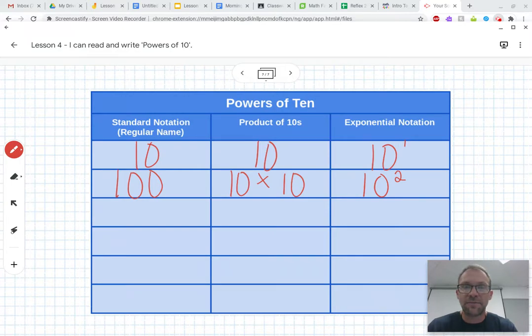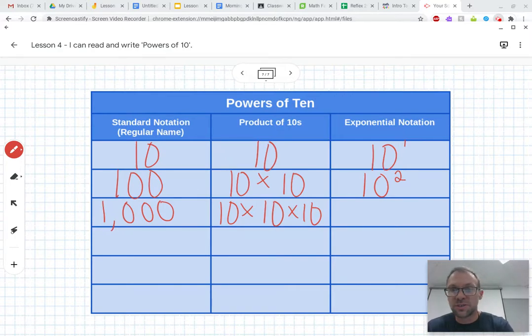And then the next number is 1,000 in standard notation. That's like the regular name for it. And to get to 1,000, that'd be 100 times 10. So that's one more 10. 10 times 10 times 10. Yeah, and that's 1, 2, 3 zeros. 3 10s that we have to use as a base over and over. So 10 to the third power. Do you see a pattern?